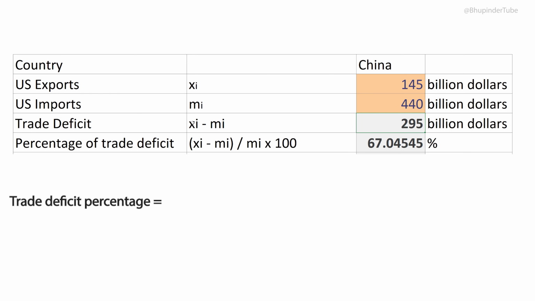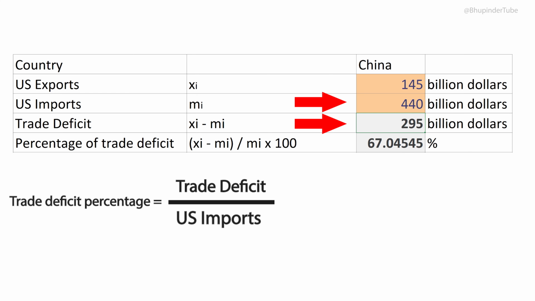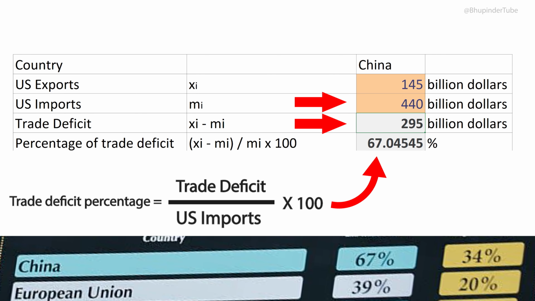So to make that into a percentage of US imports, all you have to do is divide the difference by the US imports, that is, divide it by $440 billion, and then multiply it by 100 to convert it into a percentage. And the result is 67%, which is exactly the same figure that was there on Trump's chart.